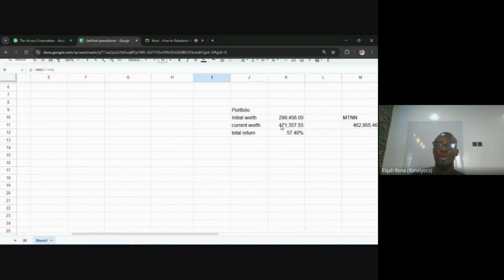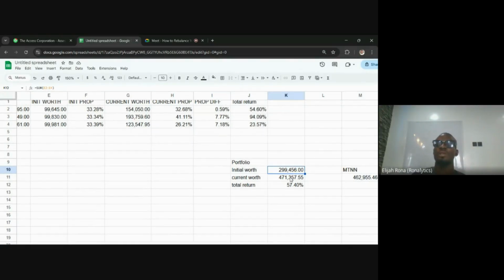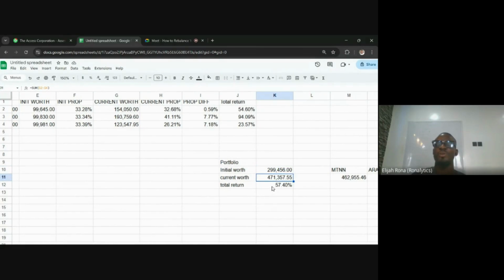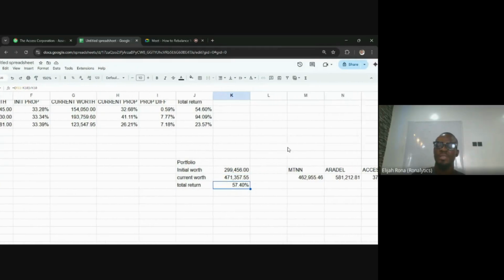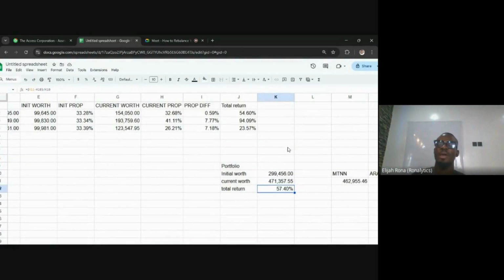Your portfolio, when you started the trading early this year, was 300,000, or rather around 299,000. But the current worth is 471,000. So your portfolio has made a total return of 57.4% in the less than 3 months that you were buying.